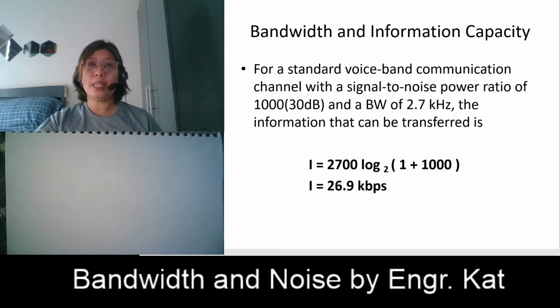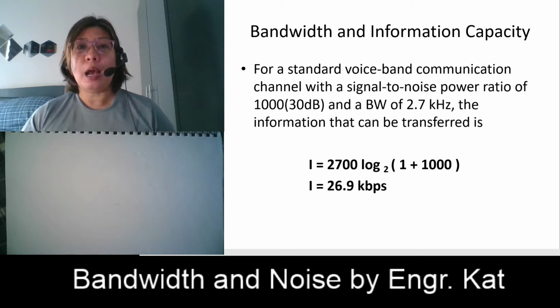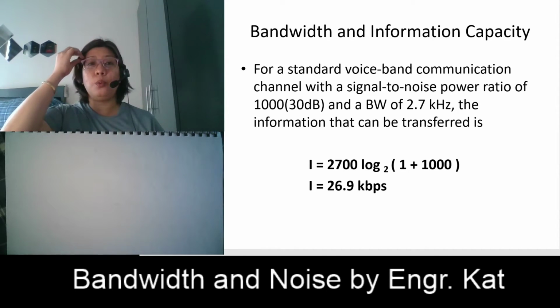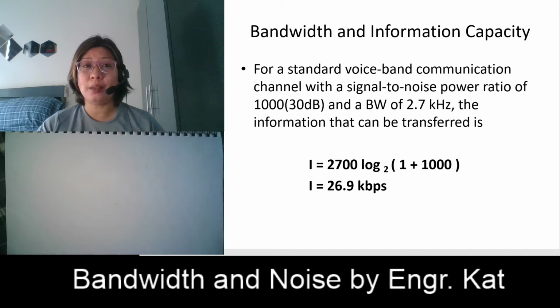Okay, so let's have an example here: a standard voice band communication channel with a signal to noise power ratio of 1000. Later we will be discussing how 1000 became 30 decibels. Your signal to noise power ratio can be in the form of a unitless value, or we can express it in terms of decibels. In communication systems or in data sheets, usually they are given in decibels. And a bandwidth of 2.7 kilohertz.